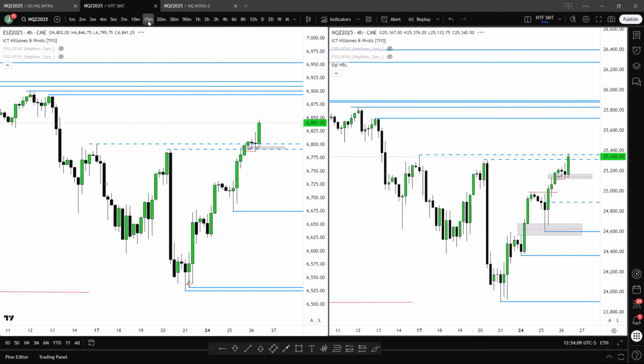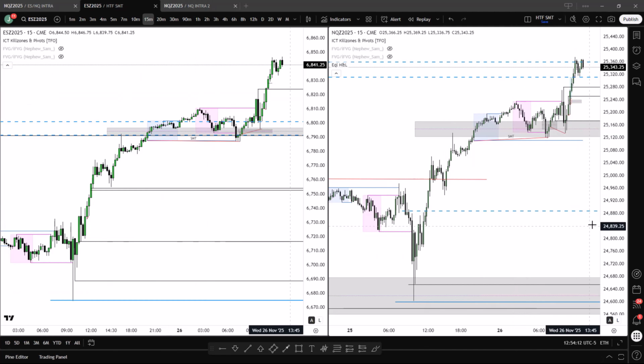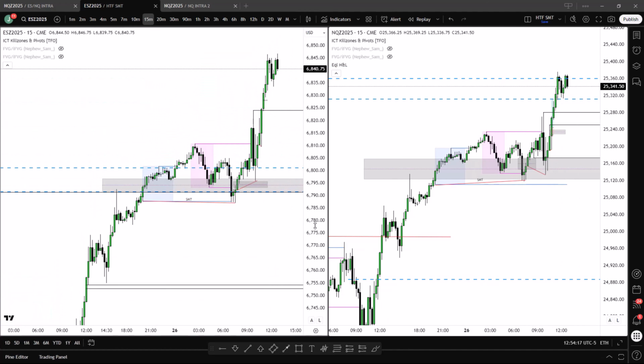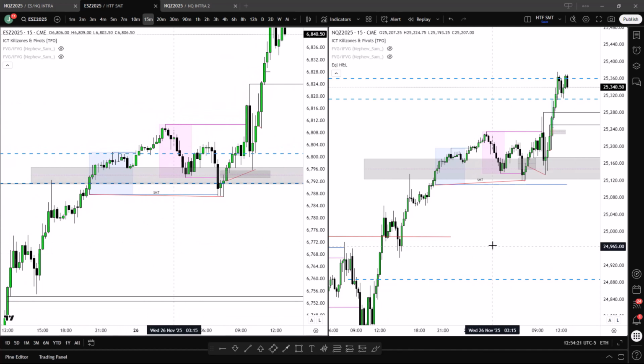So we go down to the lower time frame charts. We're going to go down to the 15-minute chart, which we usually do from the 4-hour. And we're looking for some type of SMT that will tell us that we are going to defend that area.